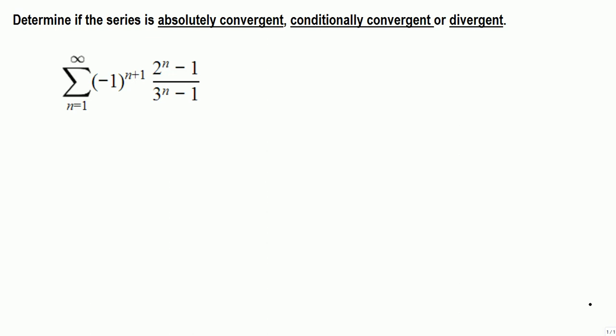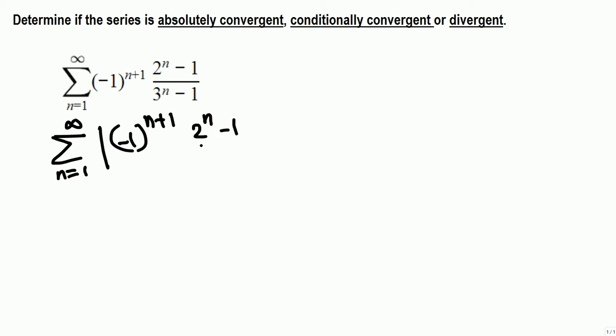Determine if the series is absolutely convergent, conditionally convergent, or divergent. Okay, let's take the absolute value. Then we get the sum from n equals 1 through infinity of the absolute value of (-1)^(n+1) times (2^n - 1)/(3^n - 1). The sign keeps alternating negative, positive, negative, positive, but after the absolute value that is just a series of positive terms, so this factor is gone.